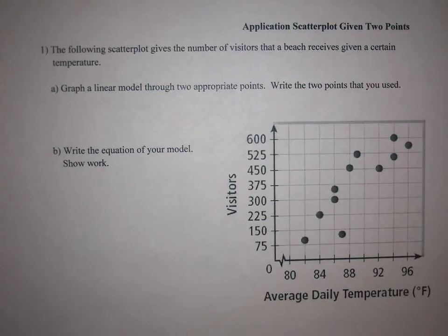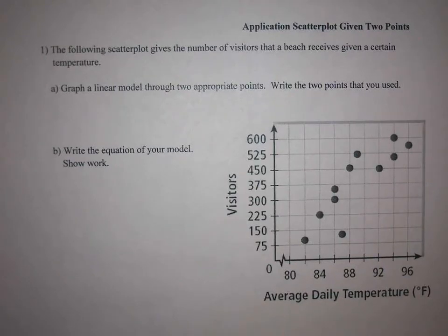We will look at writing the equation of a line through two given points. In number 1, the following scatter plot gives the number of visitors that a beach receives given a certain temperature. Graph a linear model through two appropriate points. Write the 2 points that you used.